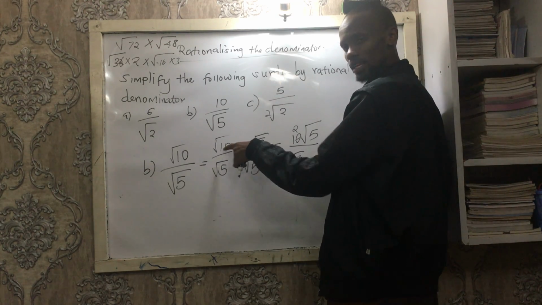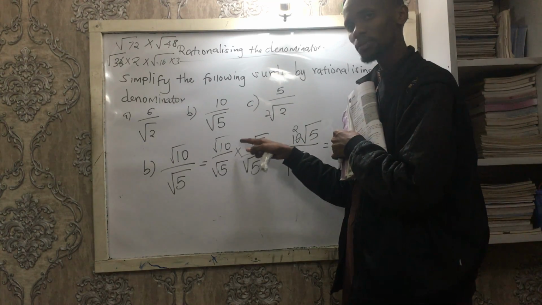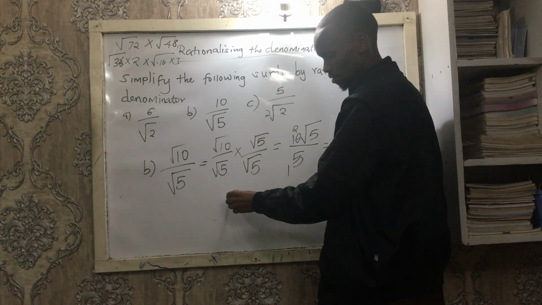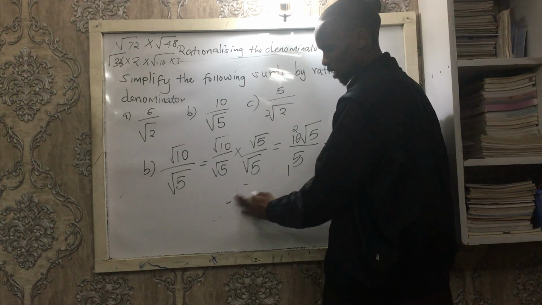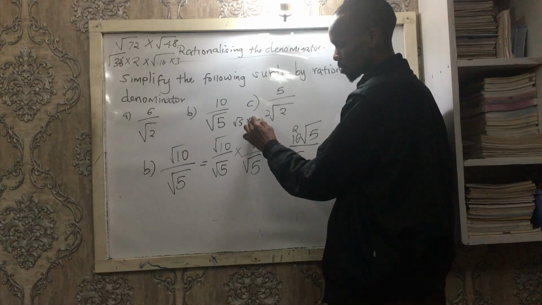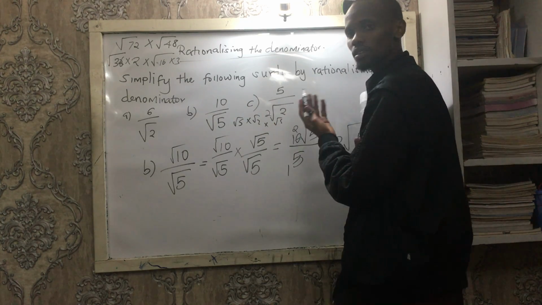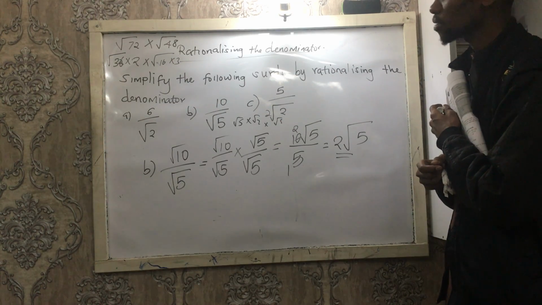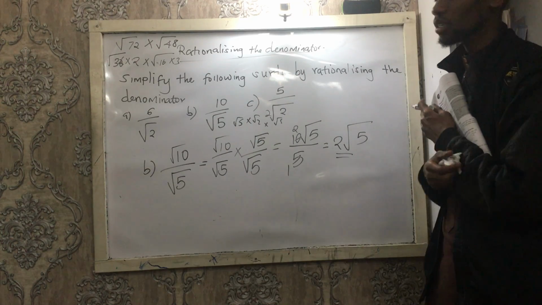I'll think of a number that will give me, maybe 2 multiplied by 5, and then I take 5 outside, so that I can have 5 multiplied by root 2. Or simply, I can also say root 5 multiplied by root 2, multiplied by root 5, and then I multiply them. Where does the other 5 come from? The 5 is from the denominator. Are you getting? I hope you have understood.